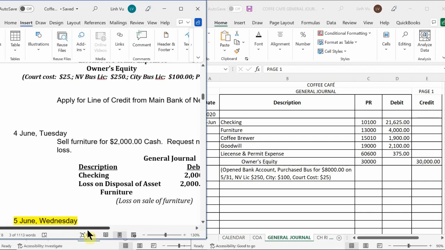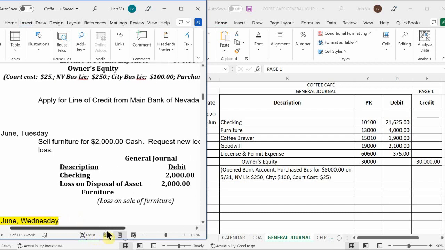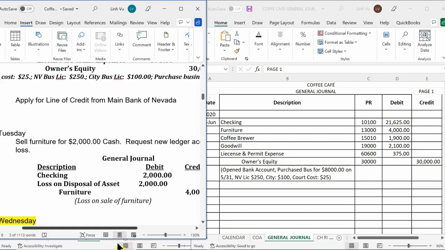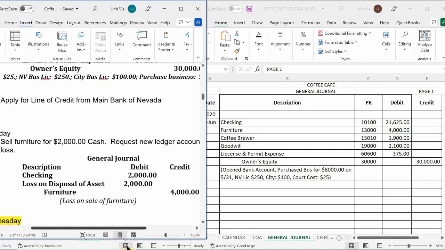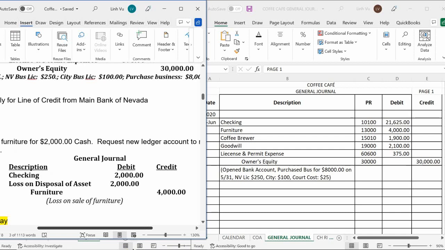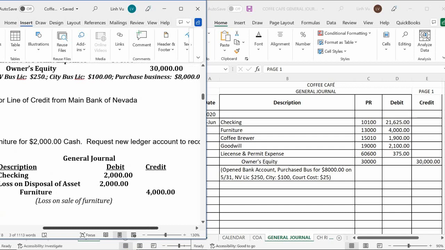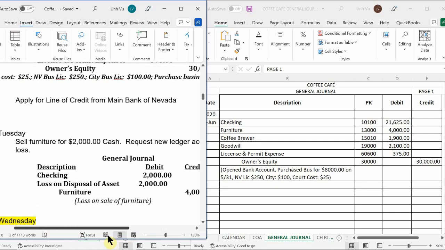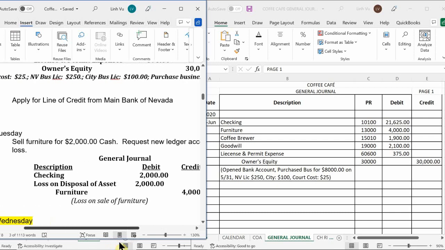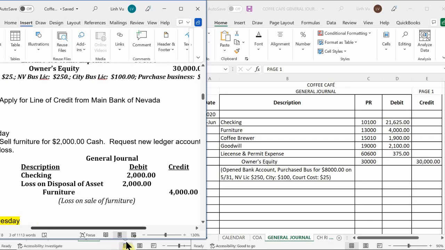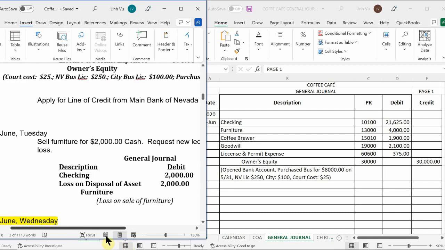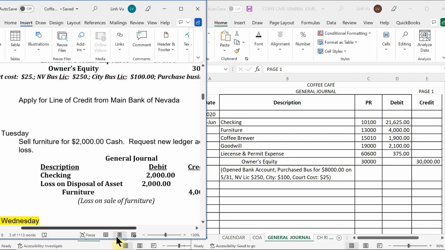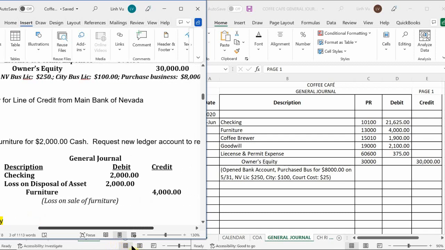All right, so now it is the same day. Okay, we decided to also go out and sell our furniture for $2,000 cash. And of course, we're going to also request a new account record, right? And this new account record is going to be loss on disposal of asset. Okay, but in this case, we already have the loss on disposal of asset. So in this case, this is what my journal should look like, right?